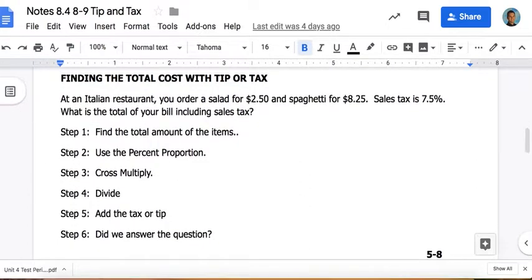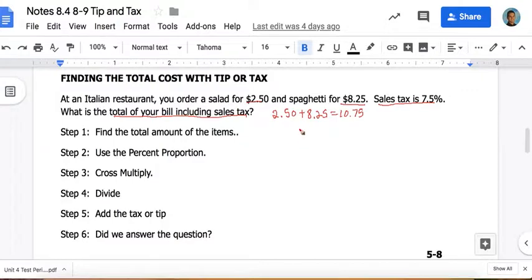Okay, so now we're going to figure out how to find the total with the tip or tax. So at an Italian restaurant, you order a salad for $2.50 and spaghetti for $8.25. The sales tax is 7.5%. What is the total of your bill, including sales tax? So now we need to include the sales tax. So step 1 is find the total amount of the items here. So we have to add 2.50 plus 8.25. And that will give us $10.75.